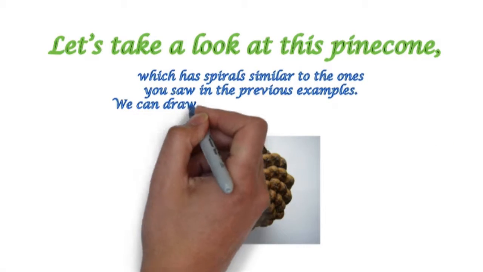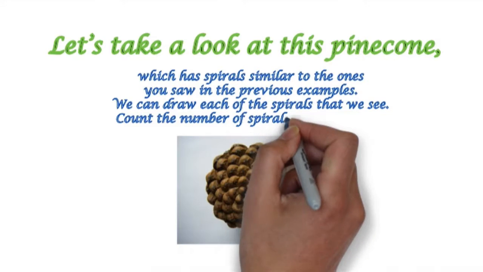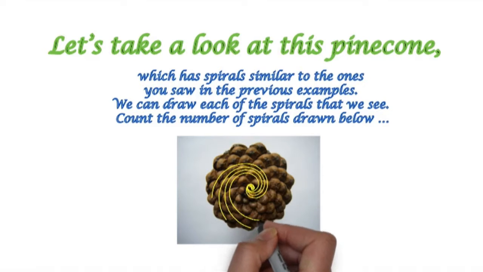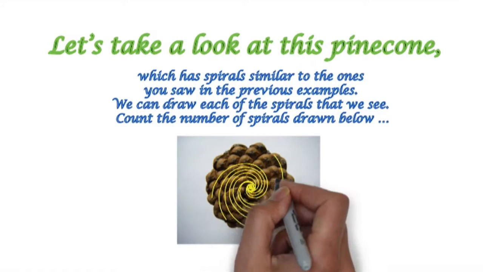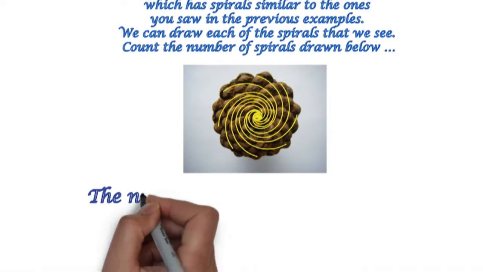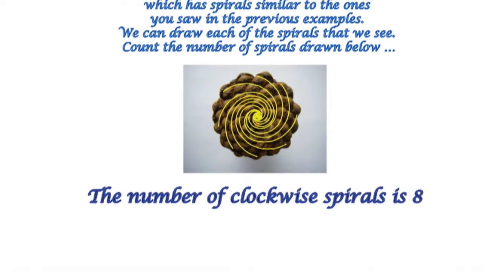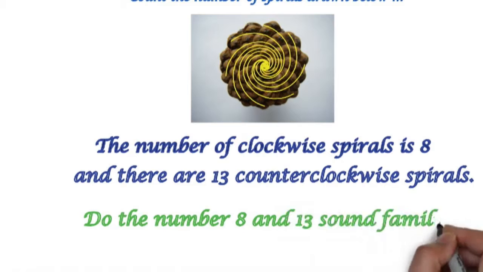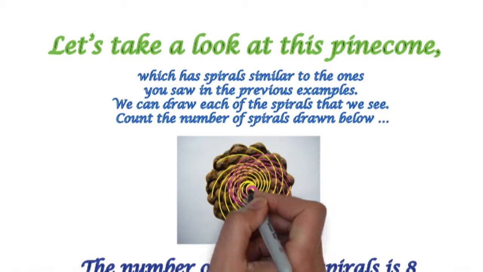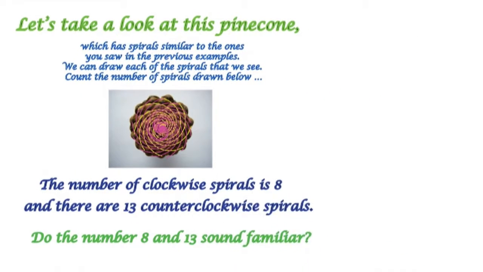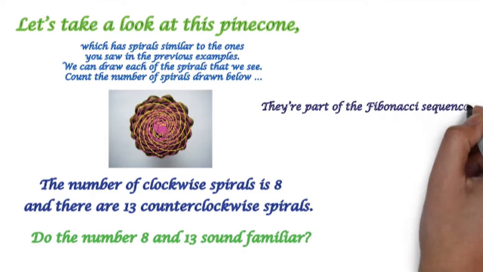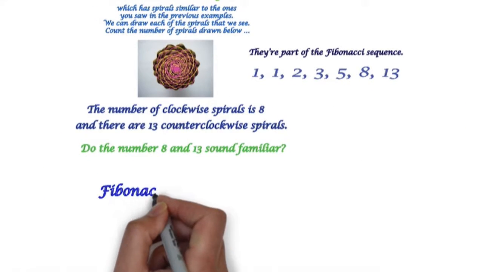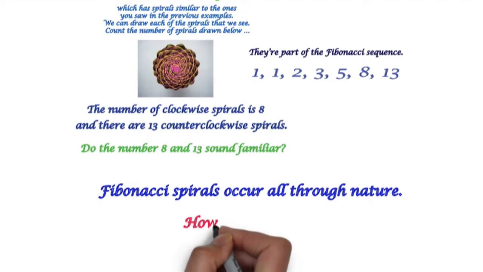We can draw each of the spirals that we see. Count the number of spirals as we draw below. The number of clockwise spirals is 8. And there are 13 counterclockwise spirals. Do the number 8 and 13 sound familiar? They're part of the Fibonacci sequence. 1, 1, 2, 3, 5, 8, 13. Fibonacci spirals occur all through nature. How cool is that?